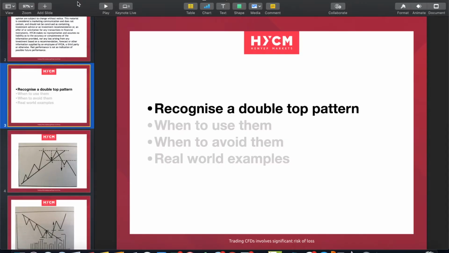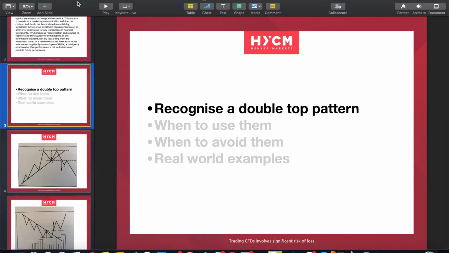In this video, I will explain to you how to recognize double tops, double bottoms, when to use them, when to avoid them, as well as some real-world examples. I hope you find this video helpful. I'm going to show you how to recognize a double top pattern, explain when it's best to use them, when to avoid them, followed by a real-world example on the Euro-US dollar pair.